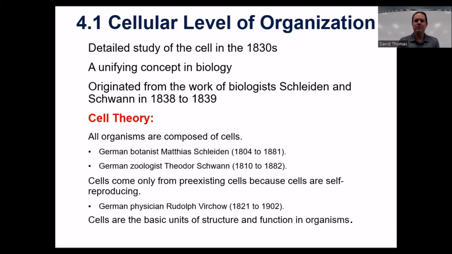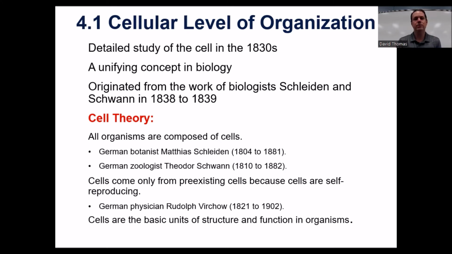Schwann did the same thing. He was a zoologist, working as an animal biologist, and came up with the same conclusion. Another scientist that we'll mention here is Rudolf Virchow, also in the mid-1800s. He's a physician. His specialty was pathology, so he studied illnesses and diseases, and he came to the conclusion that cells always come from a pre-existing cell.